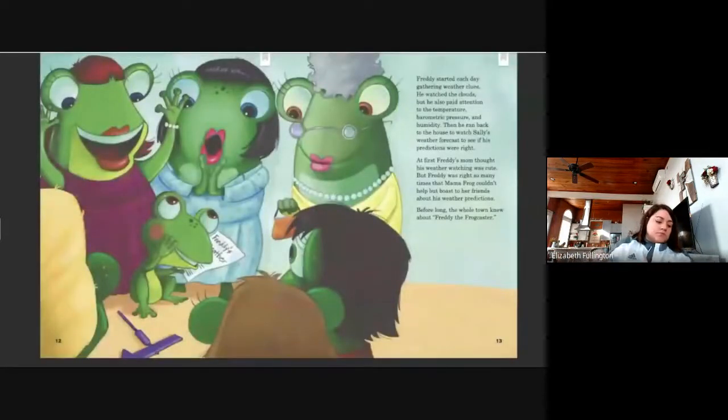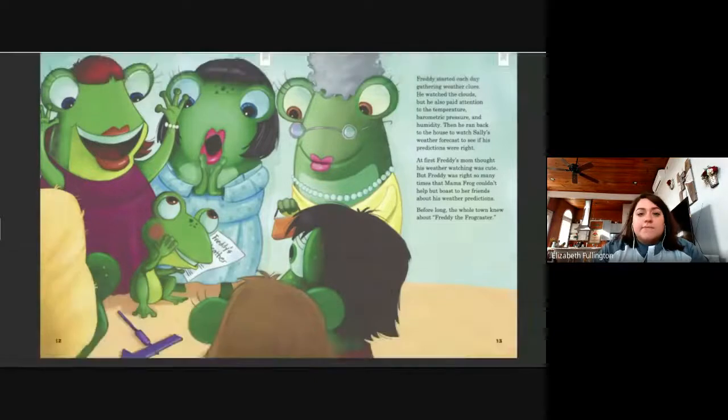Freddy started each day gathering weather clues. He watched the clouds, but he also paid attention to the temperature, barometric pressure, and humidity. Then he ran back to the house to watch Sally's weather forecast to see if his predictions were right.